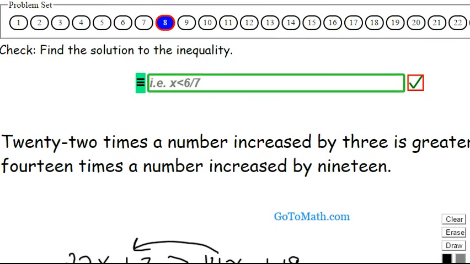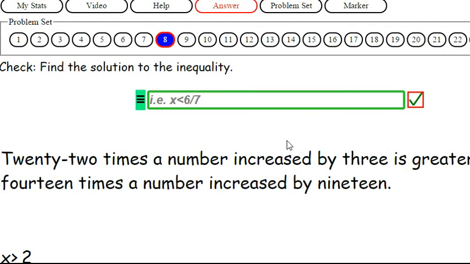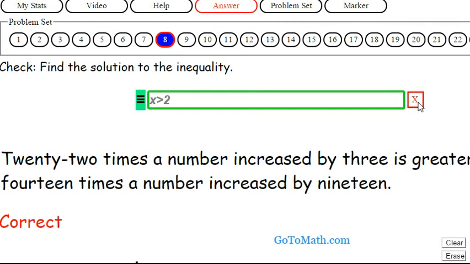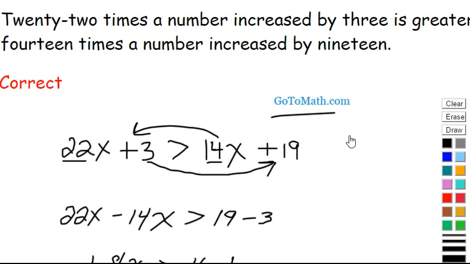Pretty simple there. Let's go ahead and click the answer. X is greater than 2, which you can barely see on the screen. Whoa, that looked like a capital X there. X is greater than 2. Make sure that's all working out correctly. Okay, it all looks good. Anyway, we're over here at GoToMath.com. You can come by, check that out, and I'll see you later.